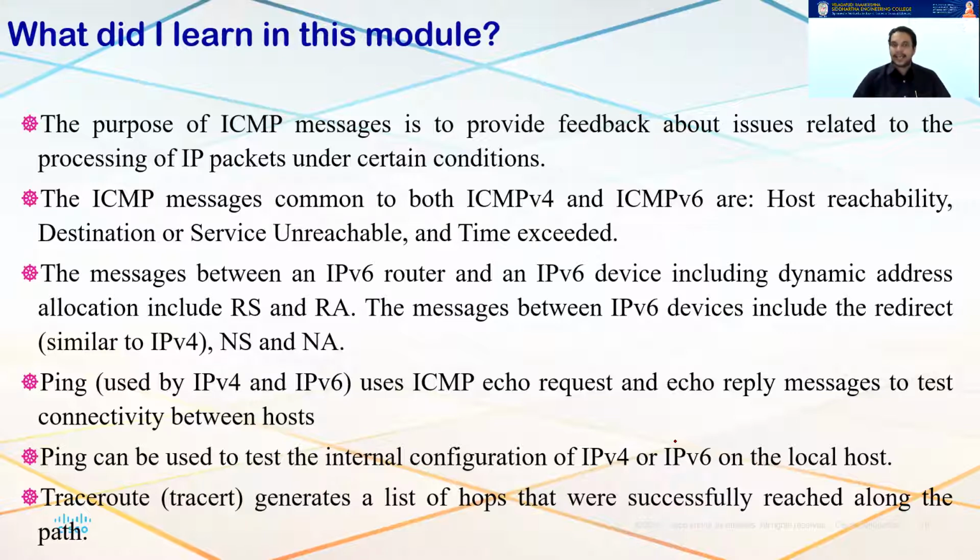Ping uses the ICMP echo request and echo reply messages to test the connectivity between hosts. Ping can be used to test the internal configuration of IPv4 or IPv6 on the local host. That is to say, you can simply ping the loopback addresses. And finally, traceroute generates a list of hops that were successfully reached along the path to the destination.